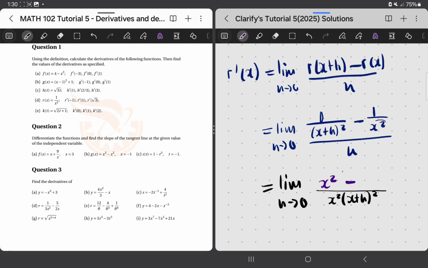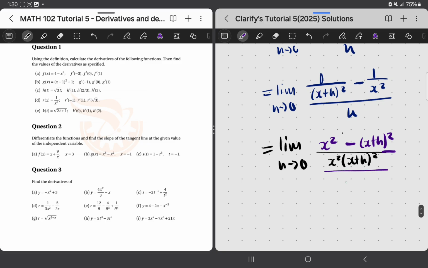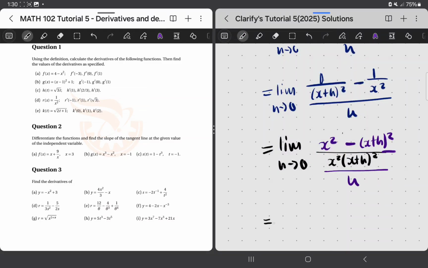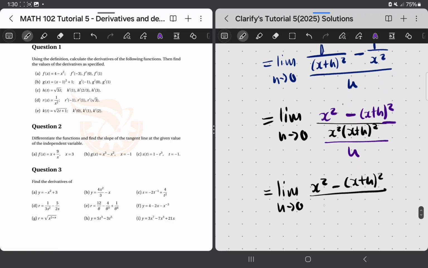Then we say minus, this is an x squared. We put it into this big denominator. It cancels with the x squared, and we remain with x plus h all squared, which multiplies 1 to be just the x plus h all squared. And it's coming after the negative sign. Then we say this is all over h. Now, what did we say we do when you have two denominators like this? You combine them into 1. So it's going to be the limit as h goes to 0 of x squared minus x plus h all squared all over x squared h multiplying x plus h all squared.